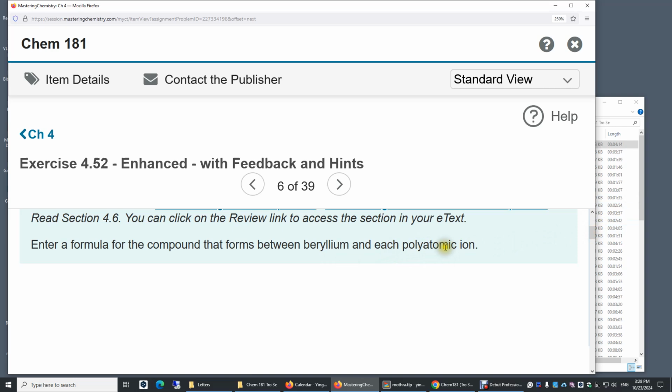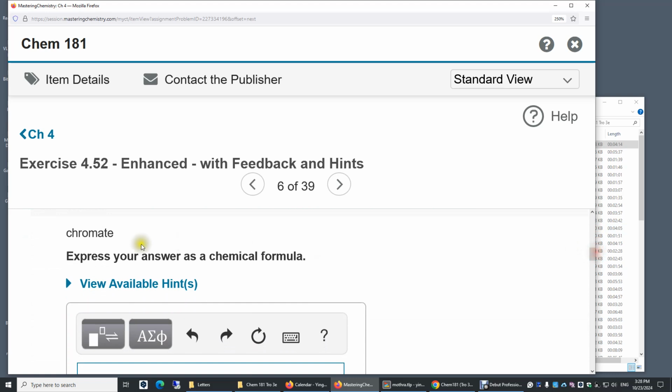The polyatomic ion will have to accept the electrons from beryllium. For example, in this case, chromate. Chromium is a transition metal, and transition metals often have different oxidation states. That means they can bear various charges in this polyatomic ion or as a cation.